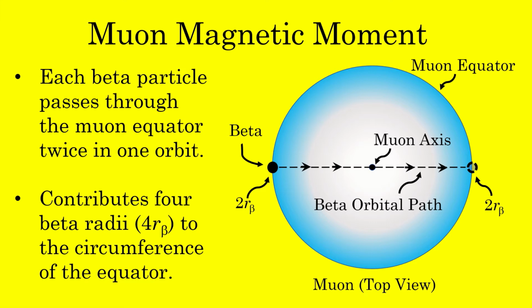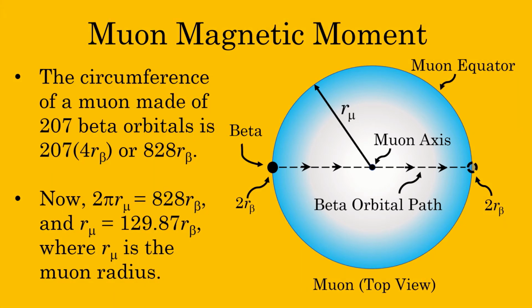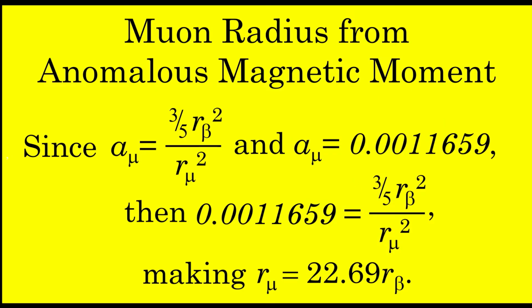However, since each orbit passes through the equator of the muon twice, and the width of a beta particle is 2r sub beta, each beta particle contributes 4r sub beta to the muon circumference. Therefore, the 207 beta particle orbits would make the muon circumference 828 r sub beta. Since the muon circumference is 2 pi r sub mu, this makes the muon radius r sub mu equal to 828 r sub beta divided by 2 pi, which is 129.87 r sub beta. This is more than 5 times the muon radius of 22.69 r sub beta from the magnetic moment calculation.